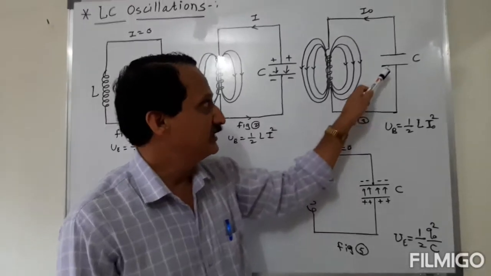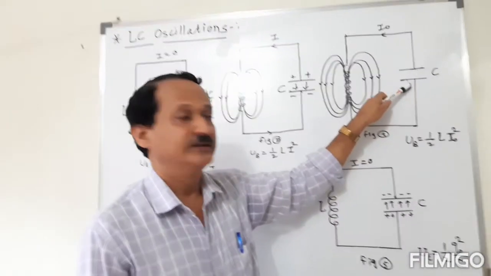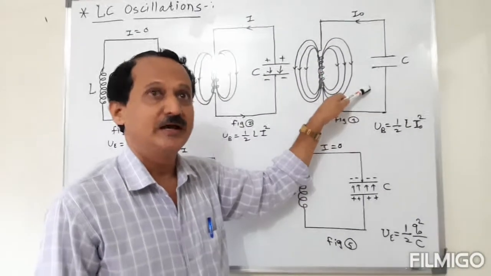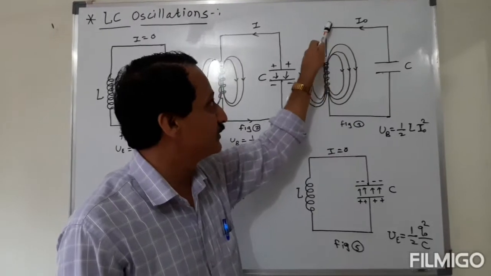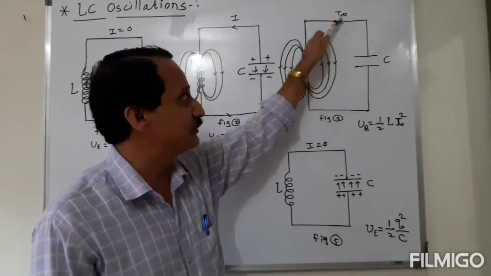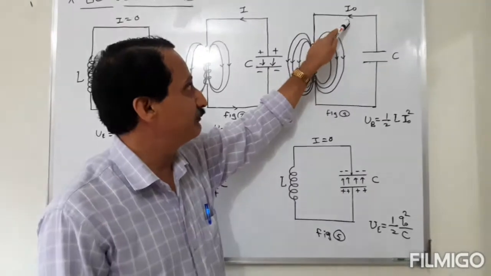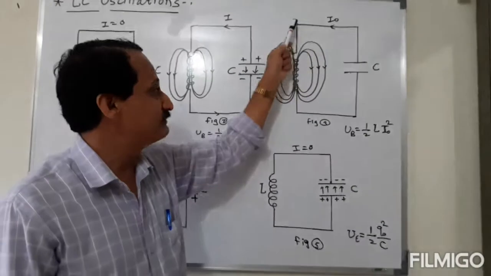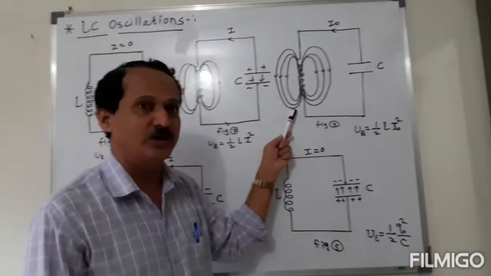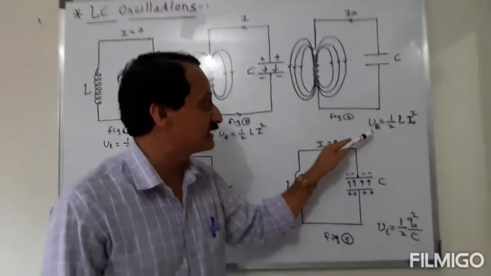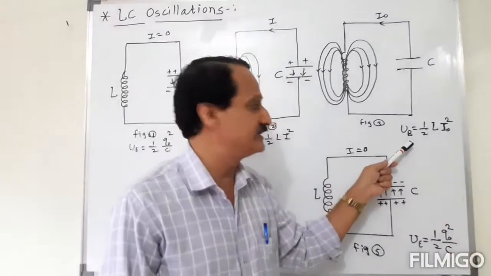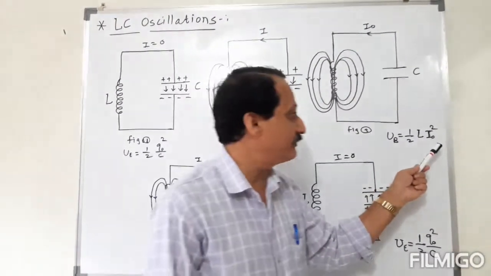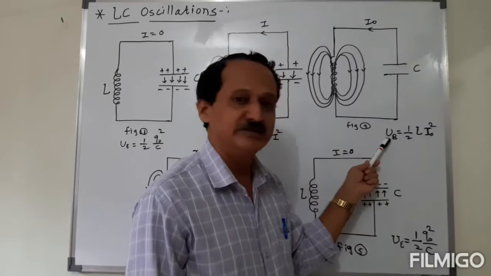In the third figure, when the capacitor is fully discharged, the potential across the plates of the capacitor becomes 0, and that's why the maximum current flows throughout the circuit. The maximum current is shown by I0, also called the peak value of current. This maximum current flows through the inductance coil, so its magnetic field energy is also maximum, given by UB = 1/2 L I0 squared.